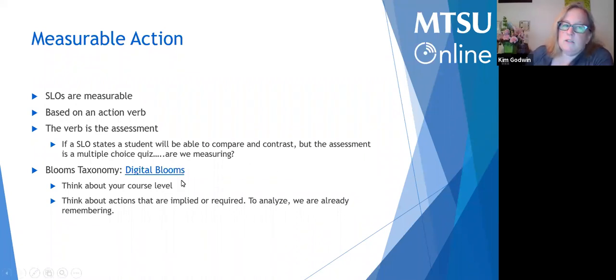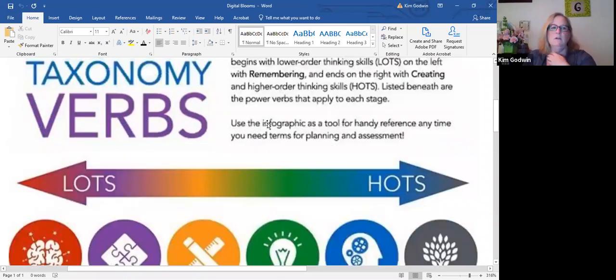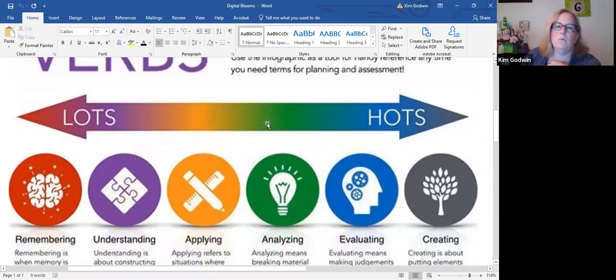So thinking about your taxonomy and thinking about digital Bloom's, I'm going to click on this one and let it open up for y'all to see it. One of the things that it's important to think about is your course level. Are you a 1,000 level class? Are you a 3,000 level class? Are you a 7,000 level class? And thinking about your course and your course level, and the scale of your verb usage and which ones make the most sense.